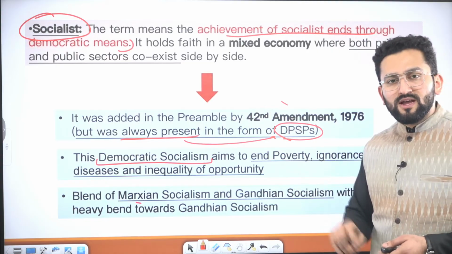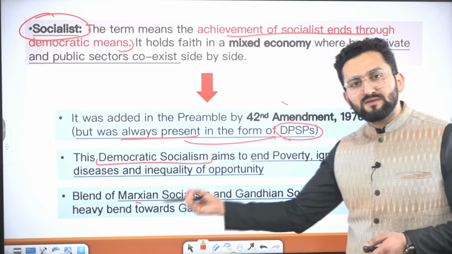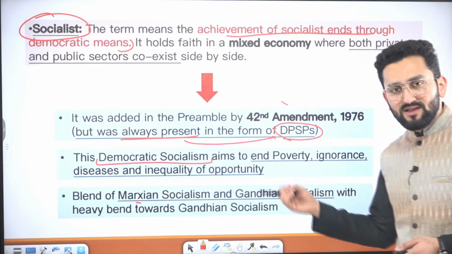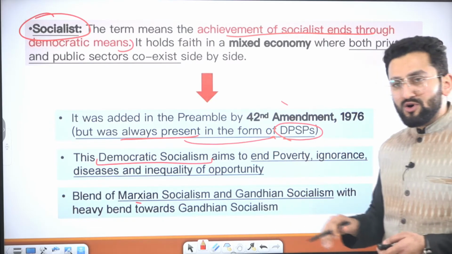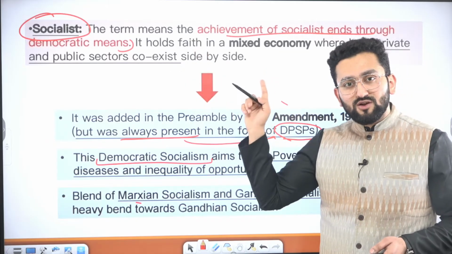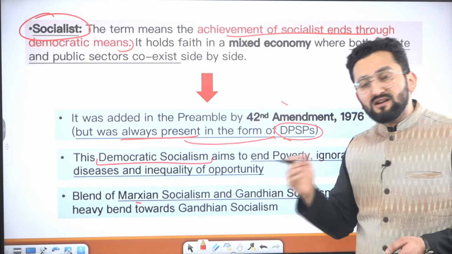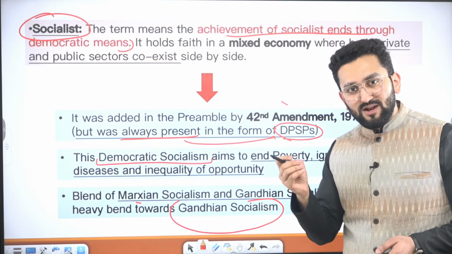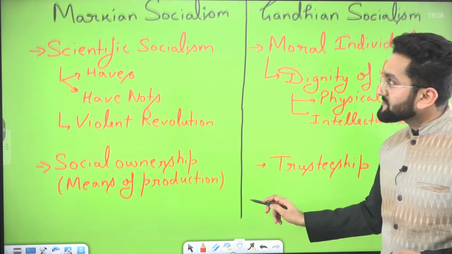Now UPSC 2 years back asked a question on the difference between Marxism and Gandhism, the Marxian idea of socialism and the Gandhian idea of socialism. Let's understand this difference, although you should know that when the word socialist is used in the Indian Constitution, when socialist-based principles are used in our DPSP, they are tilted toward Gandhian socialism, not Marxian socialism. Now what is the difference? Please have your attention here.